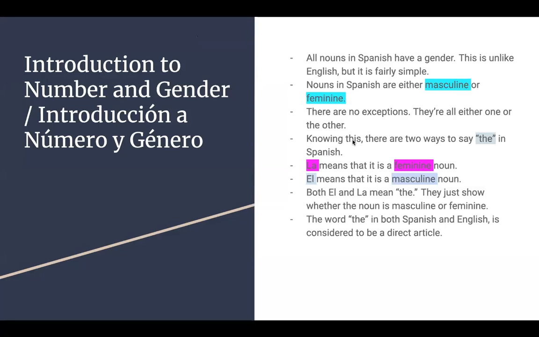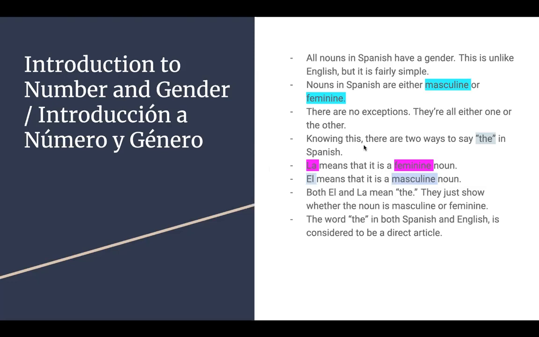Knowing this, there's two ways to say the in Spanish, like the book, the girl, things like that. There's two different ways to say it because there's two different genders. La means the, and it's a feminine noun. El means the, and that means that it's a masculine noun. So both el and la mean the. They just show whether the noun is masculine or feminine. The word the in both Spanish and English is considered to be a definite article, which doesn't really matter too much. But what you need to know is la is feminine, el is masculine.